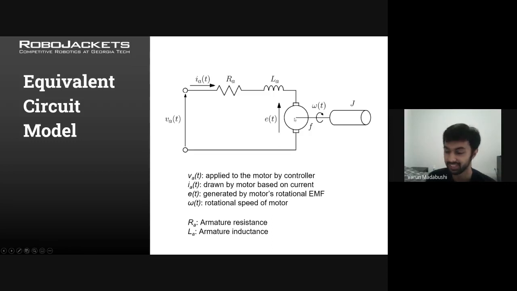But then remember that a motor converts electrical energy to mechanical energy. So here's the mechanical side, where you have a shaft rotating with a certain angular velocity. And the shaft is connected to a mechanism with some inertia, J.